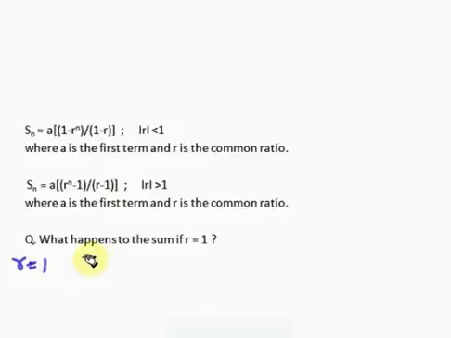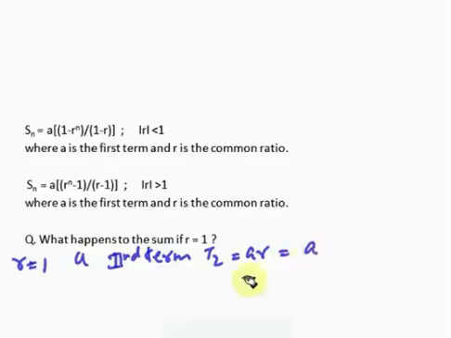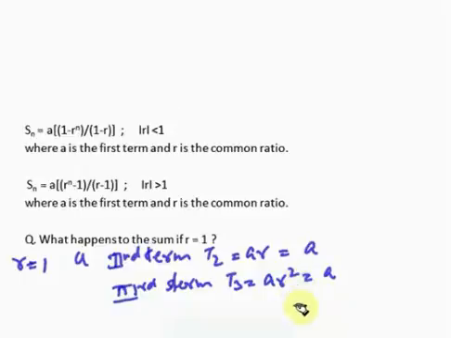But if R is equal to 1, that means our first term is A, our second term T2 is equal to AR, that will become A. The third term T3, that is AR square, will again become A. This means that all of our terms are equal to A, and in this situation our sum will become A plus A plus A plus up till A for n times, that is equal to n into A. Our sum will become n into A.